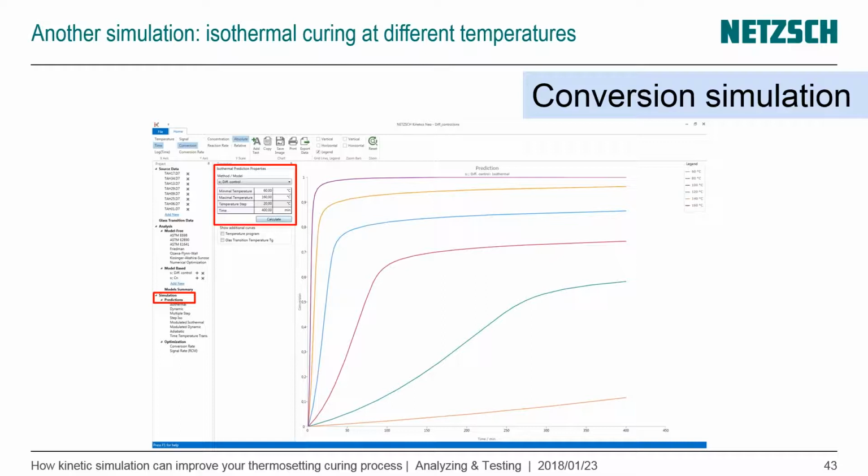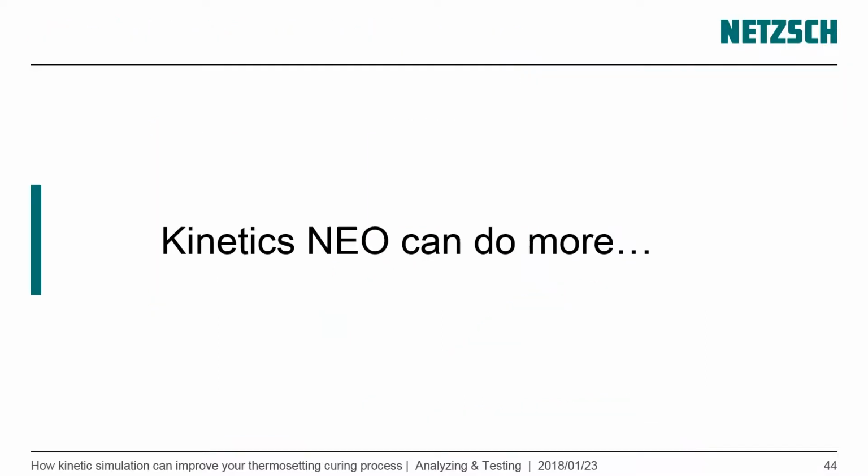what if you don't have an infusion process? How would the curing of your material look like for different isothermal temperatures? Here we modeled the conversion, so the degree of cure, in a temperature range of 60 to 160 degrees C with a temperature step of 20 degrees. And we could show him at 140 degrees C, you will reach your 90% degree of cure in less than 50 minutes if you would be able to cure the material at an isothermal temperature in the mold.